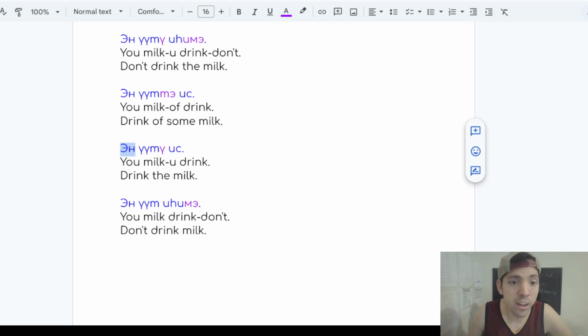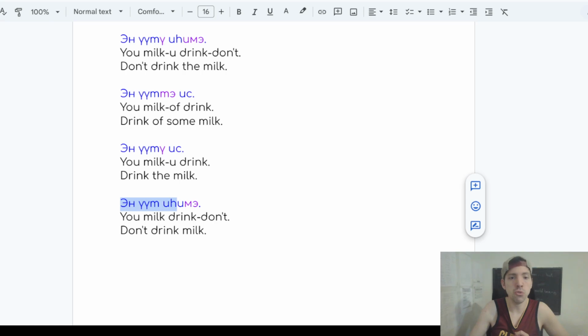Okay. En utis. Drink the milk. So this accusative case ending is emphasizing the object. So you drink. Drink what? Drink milk. Okay. Lastly, en utihime, don't drink milk.